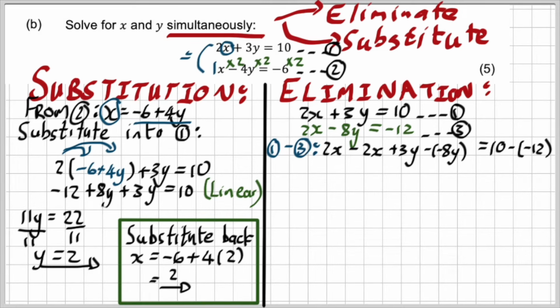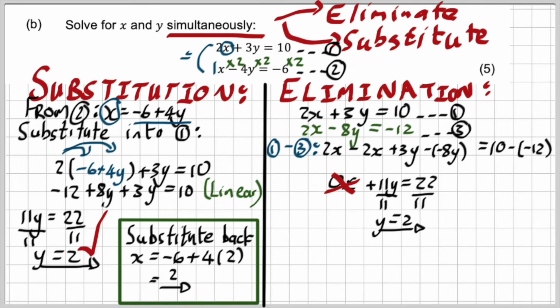Now, if I subtract this, I'm going to say 0x and the plus 11y is now 22. Again, what happens to the x? It is eliminated. That's why we use the method. That's where the word comes from, elimination. Now I'm going to divide both sides by 11, giving me y equal to 2. Oh my goodness! The same thing happened on the left.